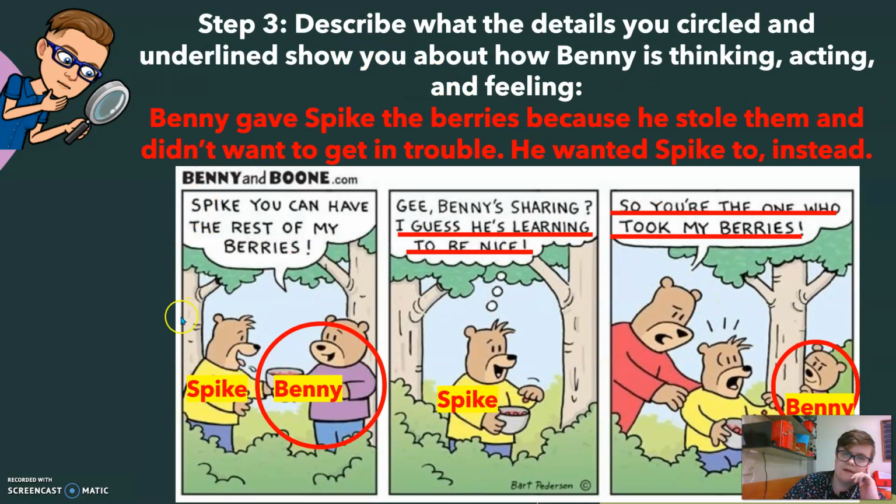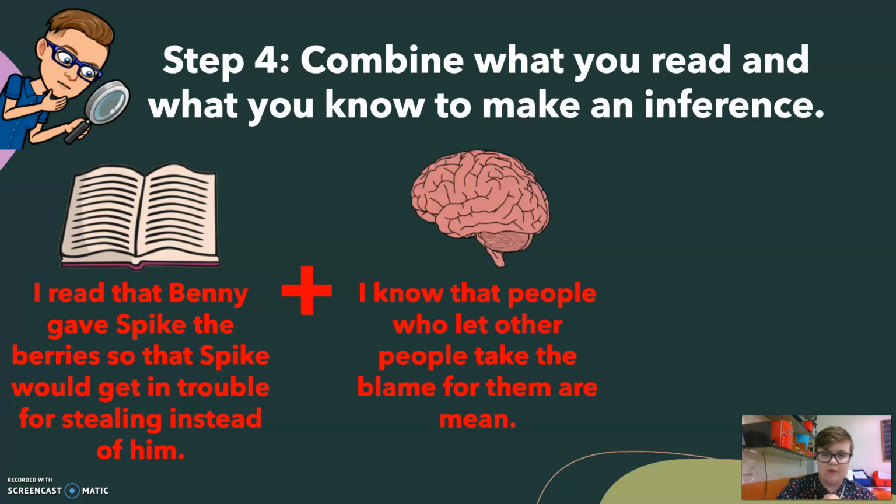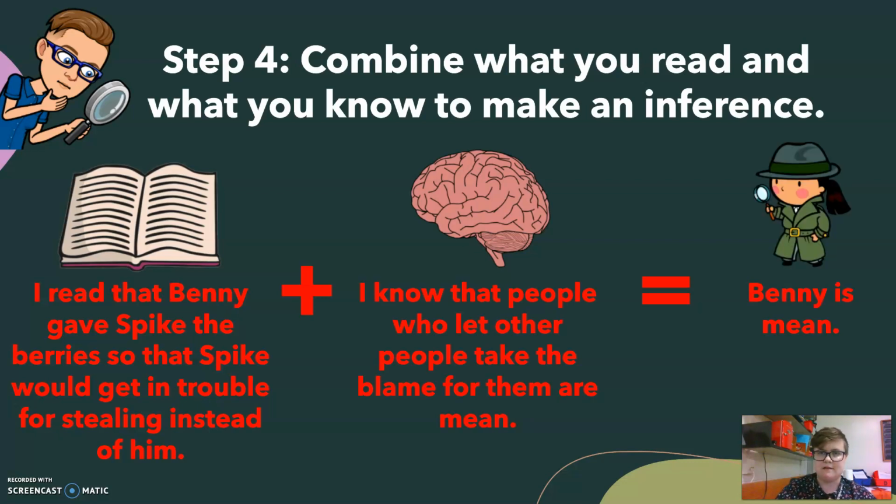Circle that. And to describe what the details I circled and underlined show about how Benny's thinking, acting, and feeling, it's clear that Benny gave Spike the berries in this image because he stole them and wanted to have Spike get in trouble instead. So Benny didn't want to get in trouble for stealing the berries. He wanted Spike to get in trouble. So I can take what I read, which is that Benny gave Spike the berries, so Spike would get in trouble for stealing instead of him. I know that people who let other people take the blame for them are mean. So the inference I'm going to make is that Benny is mean.